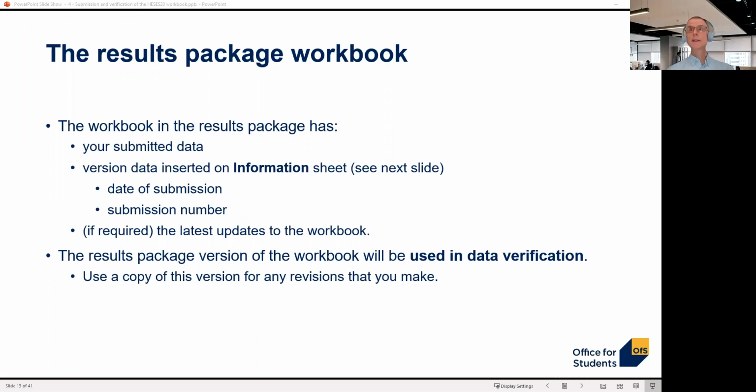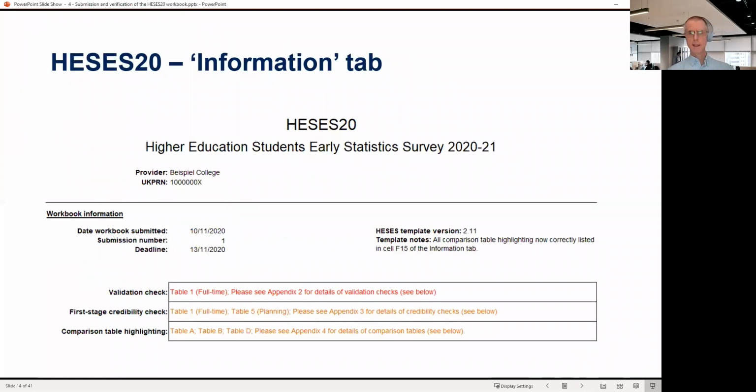So let's have a look at the stuff that gets put in here. Let's look at the information tab that I was just talking about. This is the top part of the information tab, which is the first tab that you'll see in the workbook. You can see this information that I've been describing here, the date of submission and the submission number. Then across here, you can see the particular version of the Excel template that's been used and any notes relating to the latest changes.